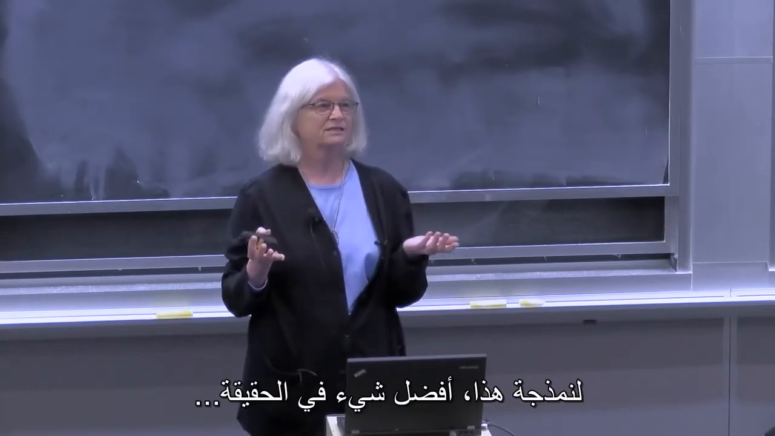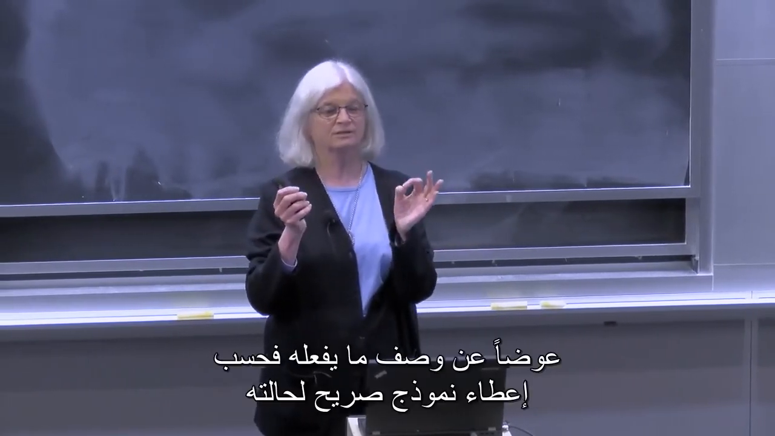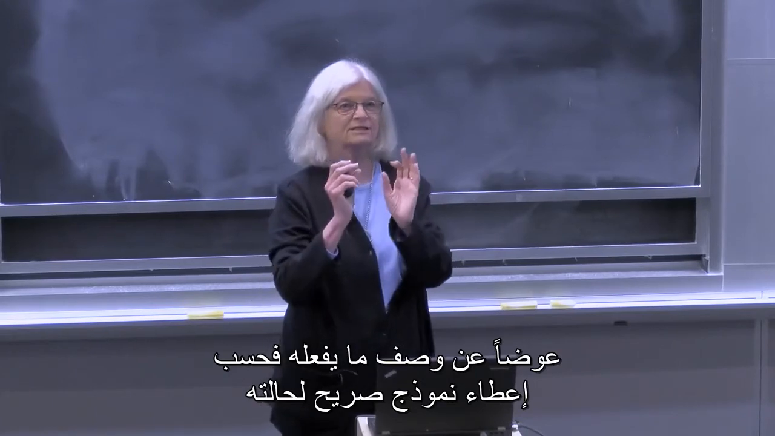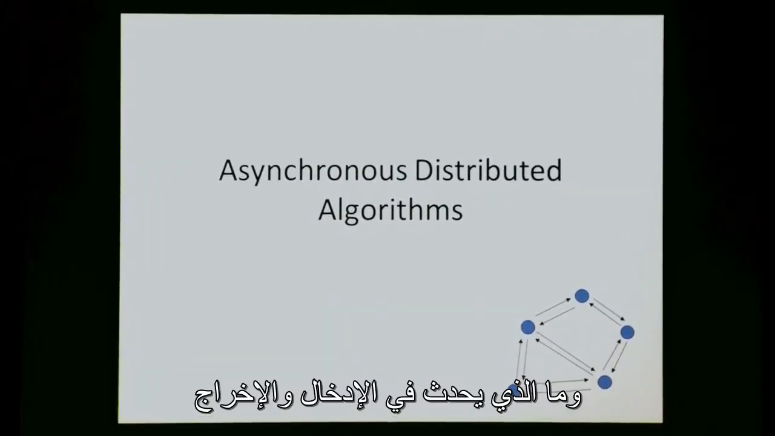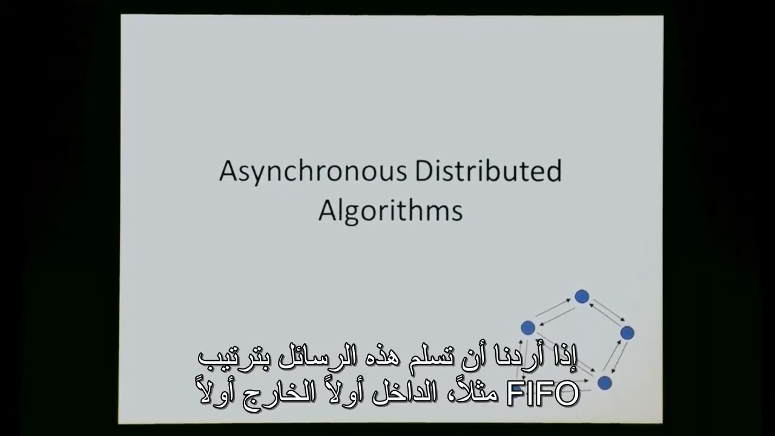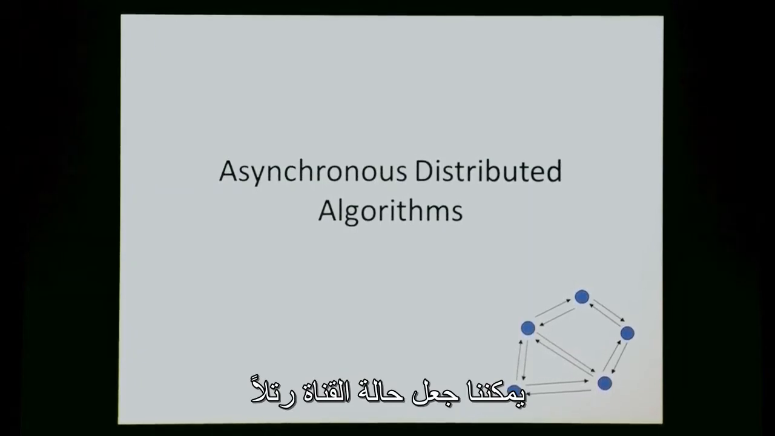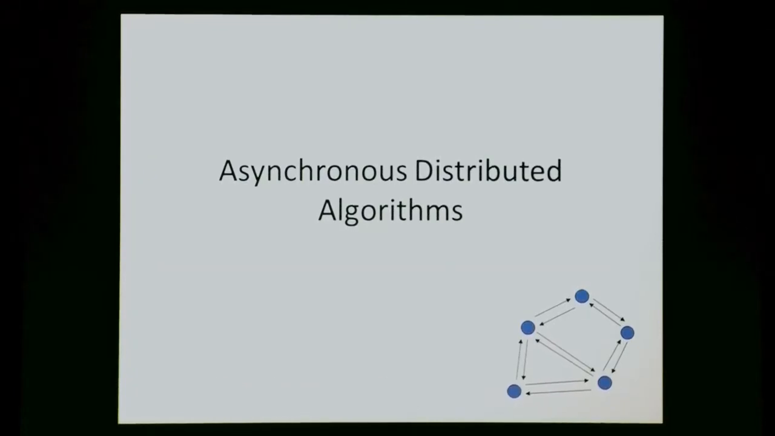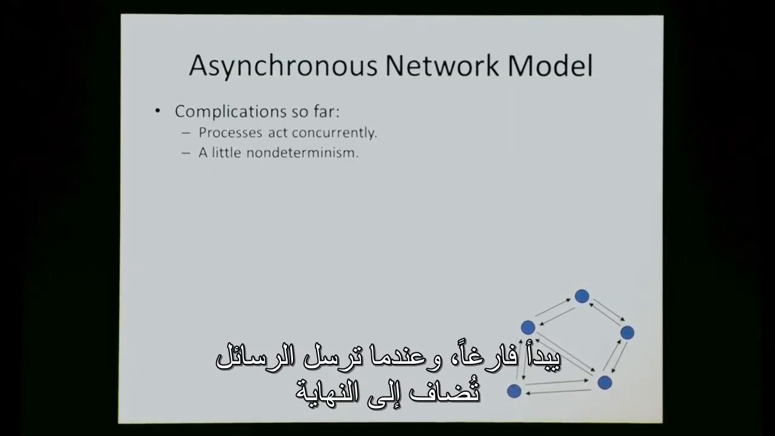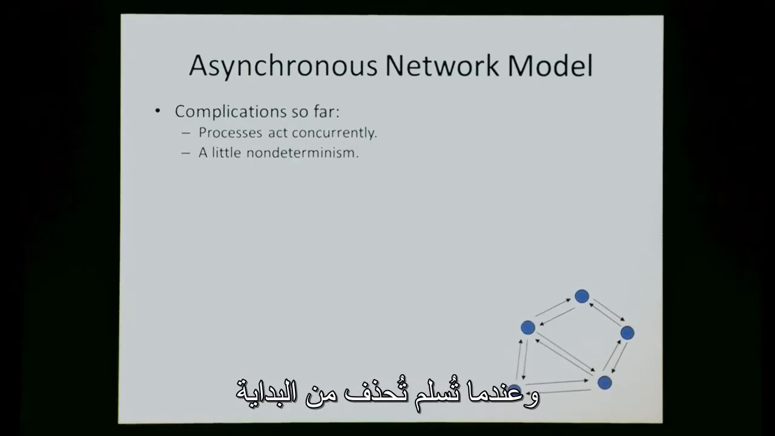Okay, to model this, the best thing is actually to, instead of just describing what it does, give an explicit model of its state and what happens when the inputs and outputs occur. So if you want these messages to be delivered, say, in FIFO order, fine. You can make the state of the channel be an actual queue. MQ would just be a FIFO queue of messages. It starts out empty, and when messages get sent, they get added to the end, and when they get delivered, they get removed from the beginning.